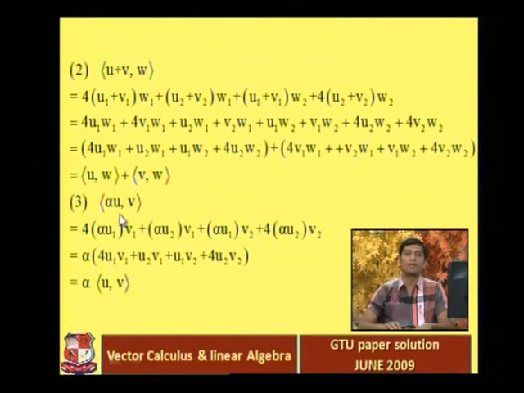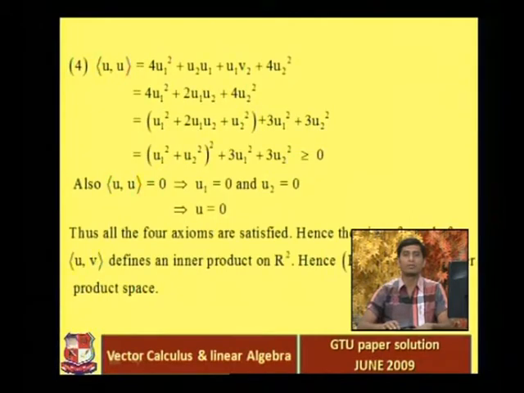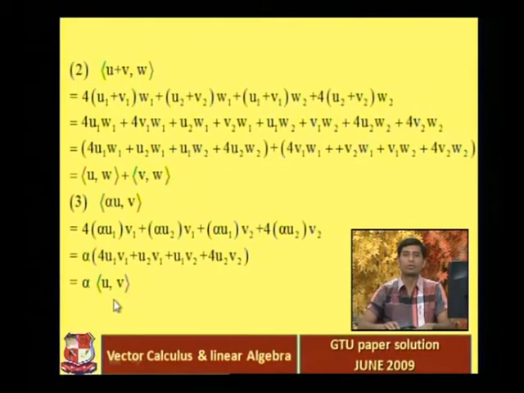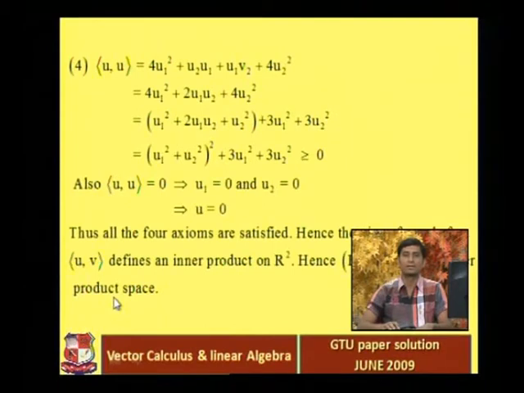The next condition is ⟨αu, v⟩, that can be expressed as 4αu1v1 + αu2v1 + αu1v2 + 4αu2v2. That can be expressed with α common from all the terms. So α times (4u1v1 + u2v1 + u1v2 + 4u2v2), and that is equal to α⟨u, v⟩.